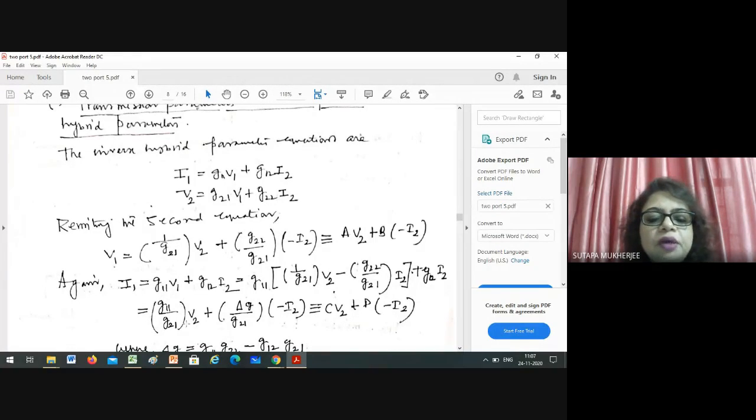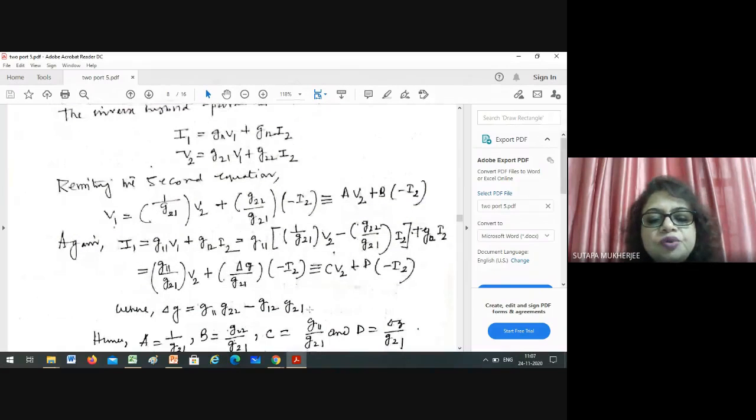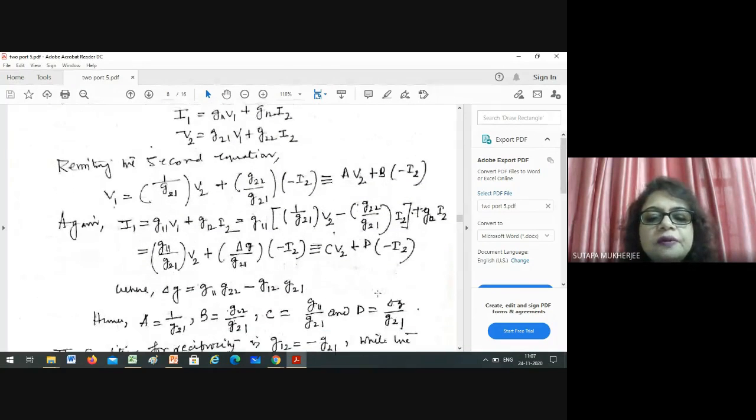So G11 by G21 V2 plus delta G by G21 times minus I2 is equivalent to C V2 plus D times minus I2. If we compare these two equations, what is C? G11 by G21. What is D? Delta G by G21. What is delta G? G11 G22 minus G12 G21. Right?